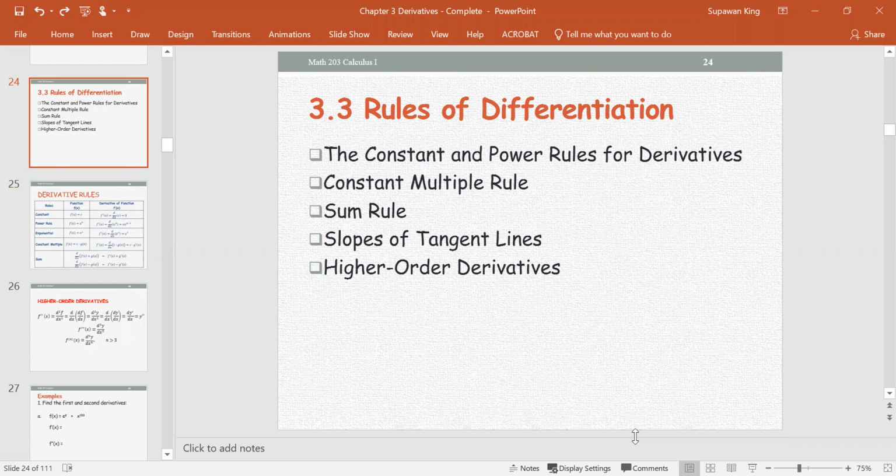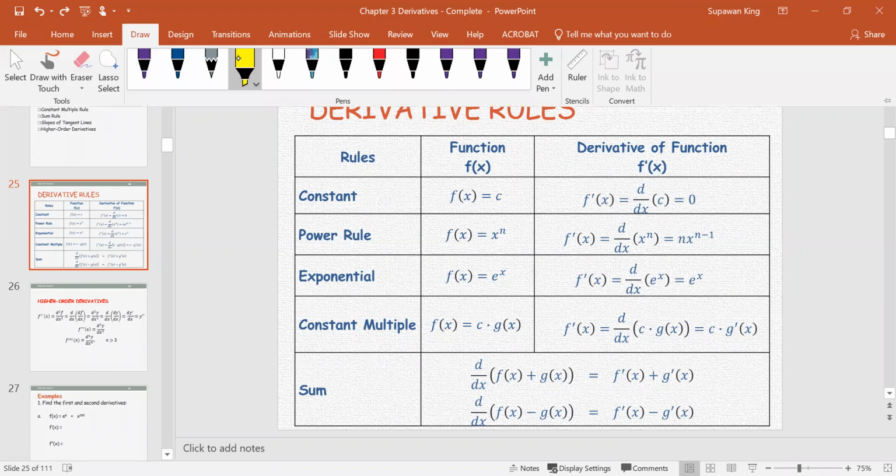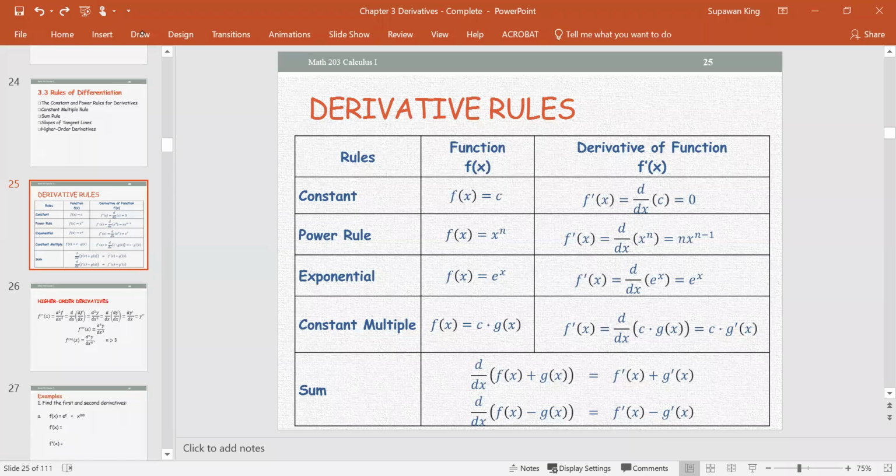3.3 Rules of differentiation. The first rule is called the constant rule. For the function f of x in the form f of x equals c, as we consider this as a straight line or horizontal line, the slope of the horizontal line is 0. Therefore, the derivative of the constant function is 0.